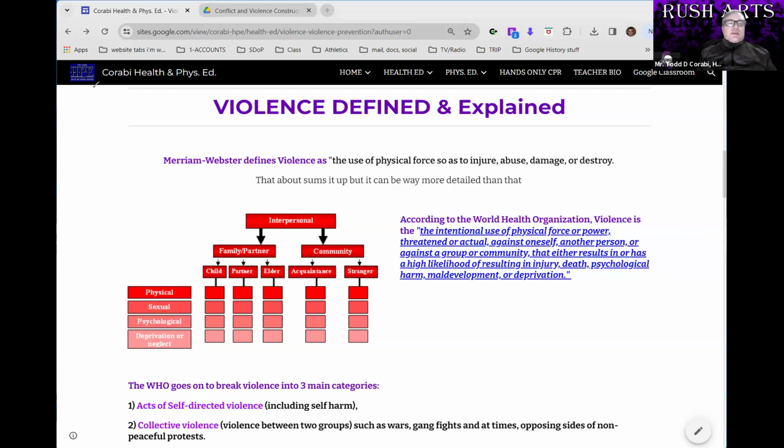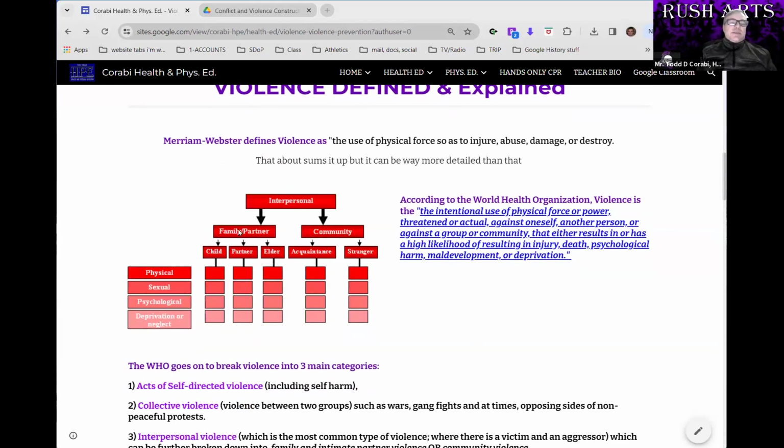In any case, the intentional use of physical force or power, threatened or actual. So actual would be physical violence, but threatened is verbal violence against oneself, another person, or against a group or community that either results in or has a high likelihood of resulting in injury, death, psychological harm. So now we're talking emotional violence, maldevelopment, or deprivation, which is basically another word for neglect.